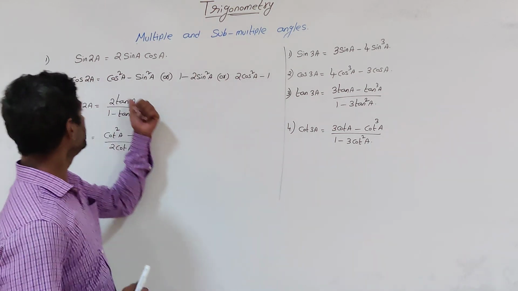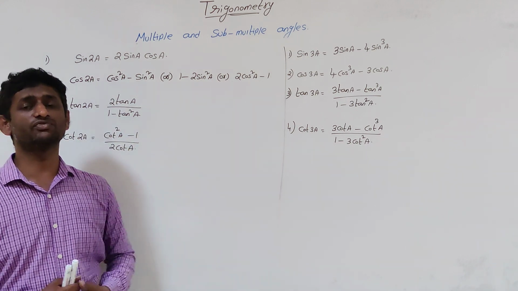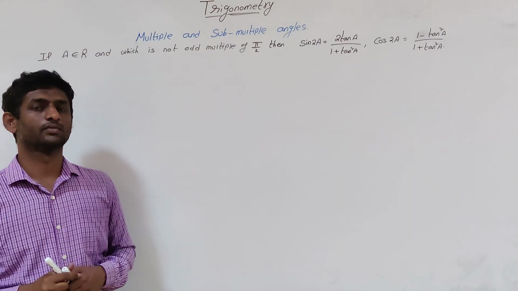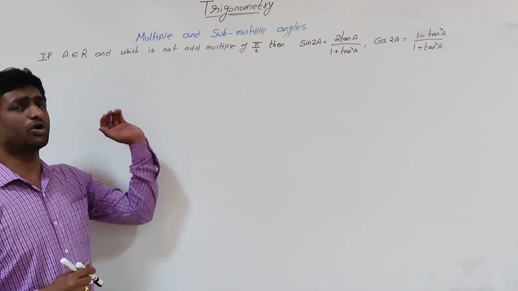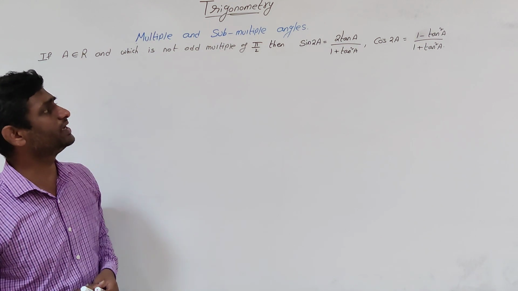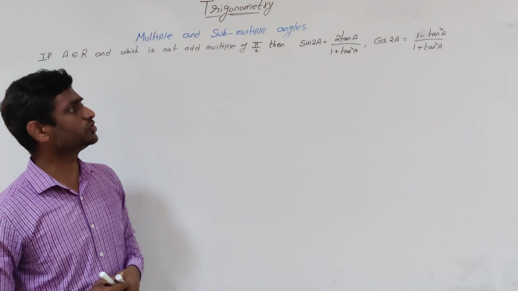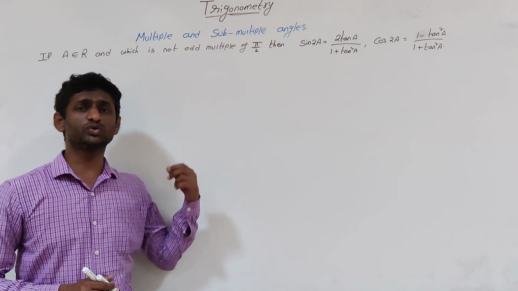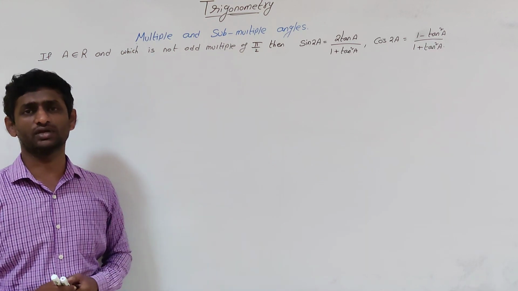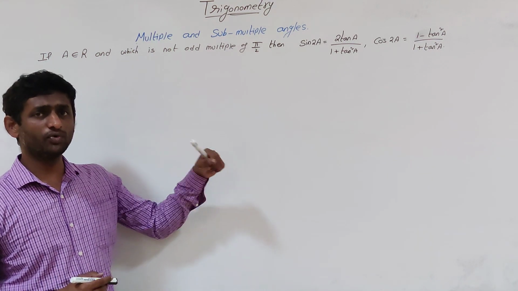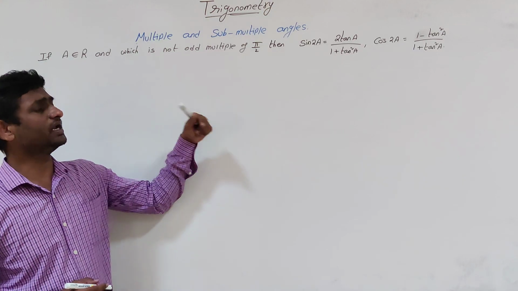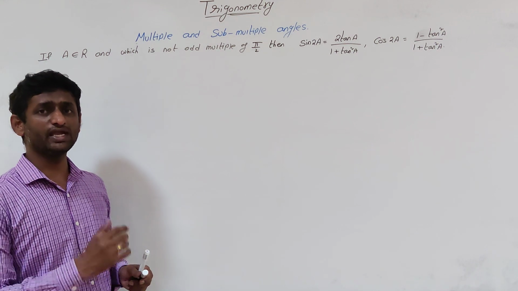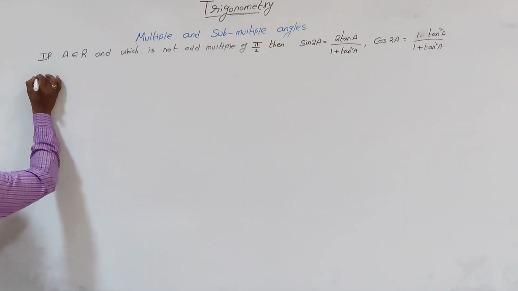Next, sin 2A and cos 2A we can write in terms of tan A also. In what way? We will prove it now. If A belongs to R and is not an odd multiple of pi by 2, then sin 2A is 2 tan A by 1 plus tan square A, and cos 2A is 1 minus tan square A by 1 plus tan square A. Just as we have seen, sin 2A is 2 sin A cos A, and cos 2A is cos square A minus sin square A. So from that we will prove it and try to convert in terms of tan, meaning sin 2A in terms of tan and cos 2A in terms of tan. So we see the proof.